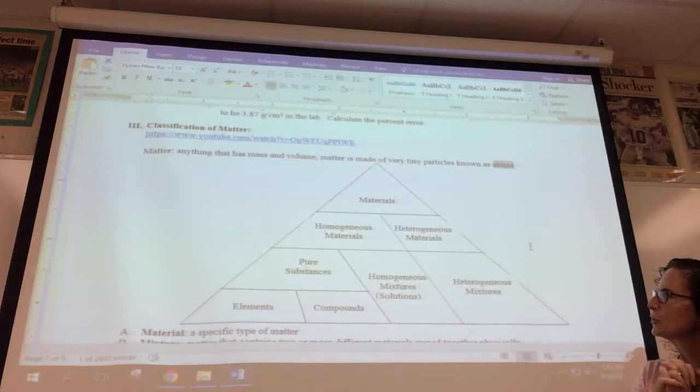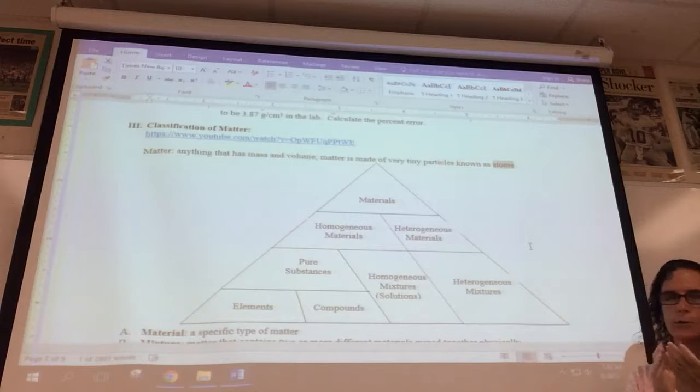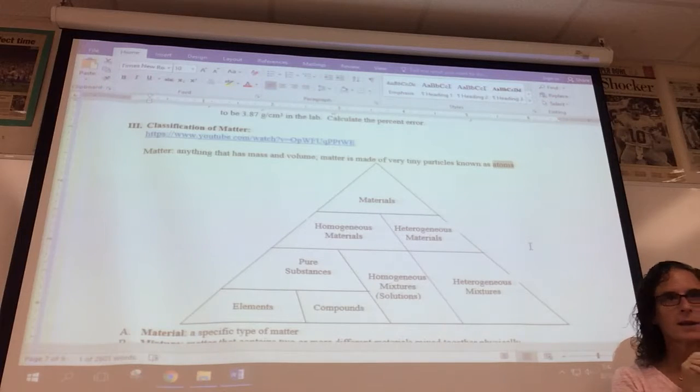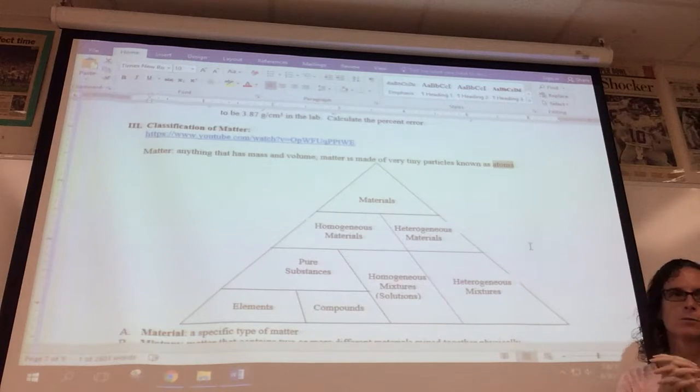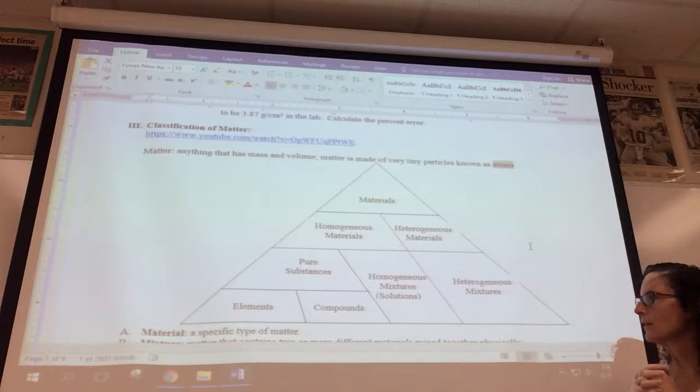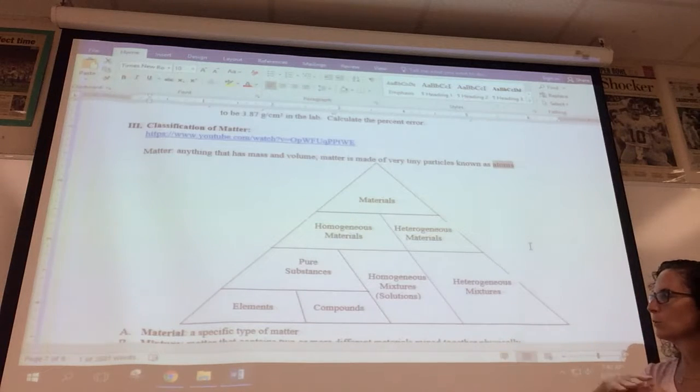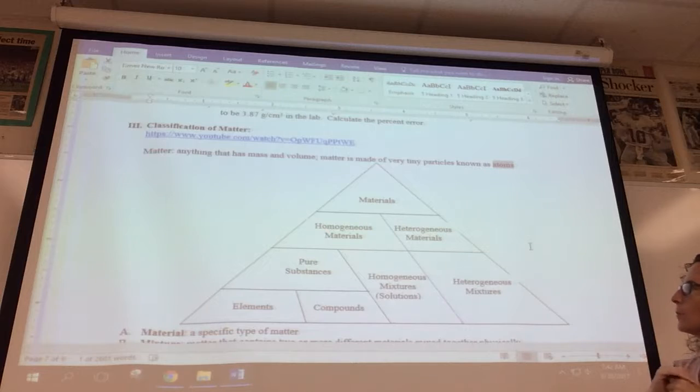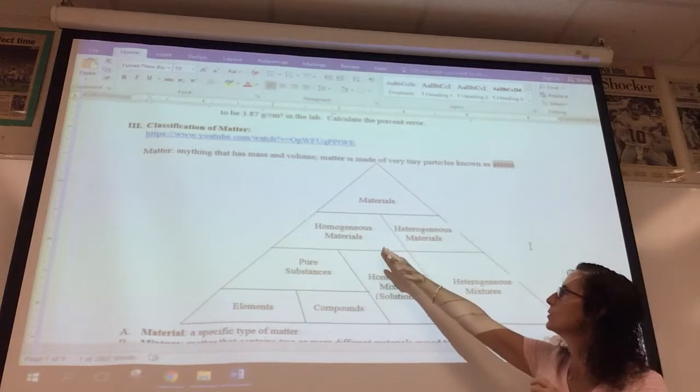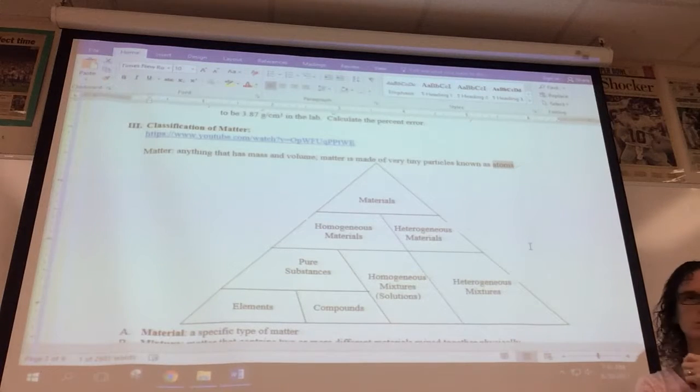This pyramid here shows you how you classify matter. It is different from your food pyramid in the sense that at the top you have materials. A lot of these terms are defined below, but any specific type of matter is known as a material. And you can break it up into homogeneous versus heterogeneous materials.